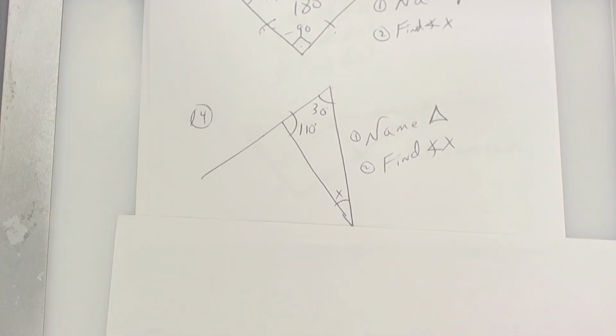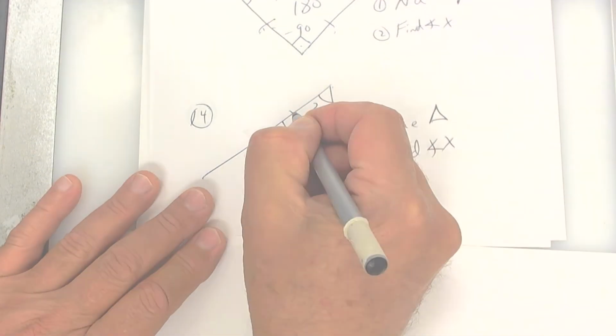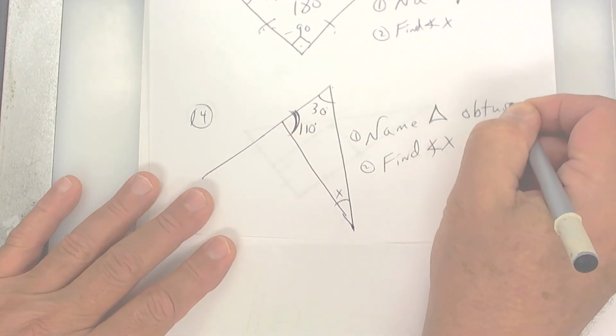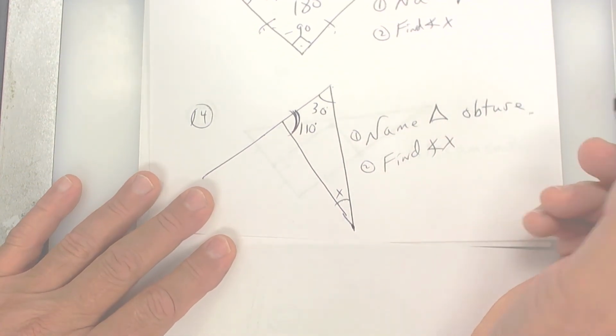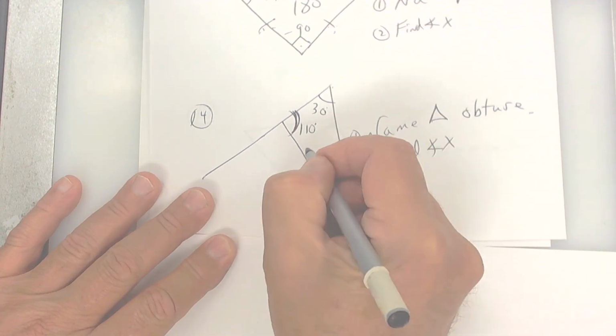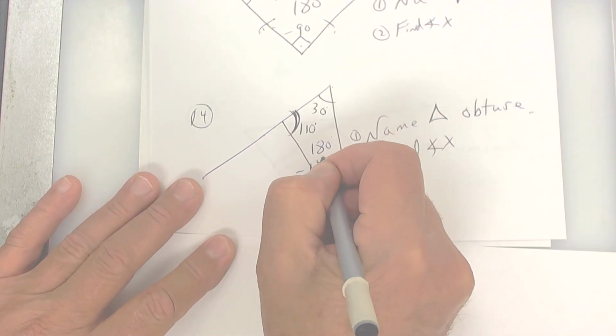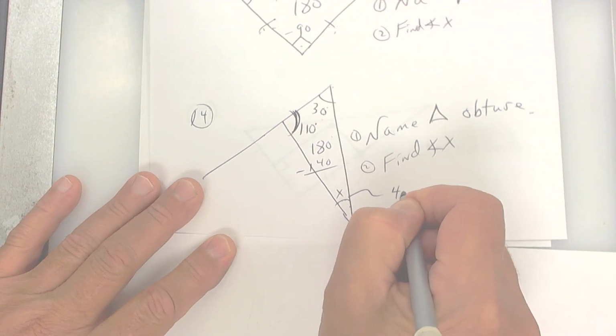Draw this diagram. Name the triangle. This triangle is obtuse. It has an angle bigger than 90, so obtuse. Okay, find angle X. Well, all you do is subtract from 180. So this is 140. That gives you 40 degrees. All right, let's move on.